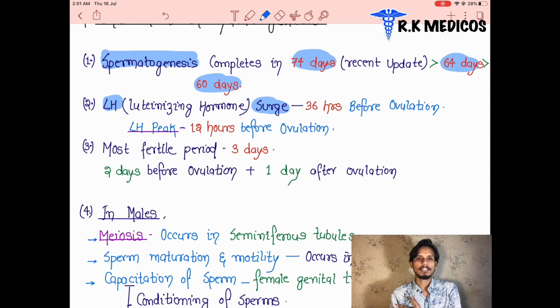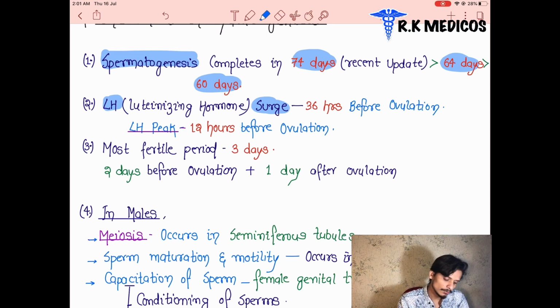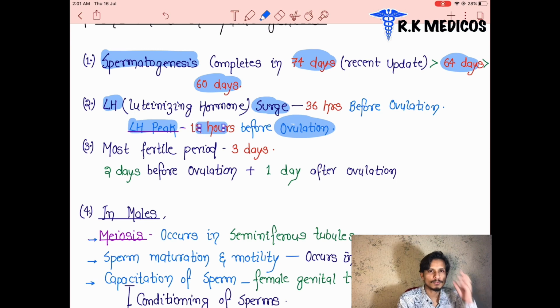We see some luteinizing hormone strips available in the market. We use them for checking how many hours remain before ovulation. The LH peak is another luteinizing hormone check; we can check it 12 hours before ovulation.